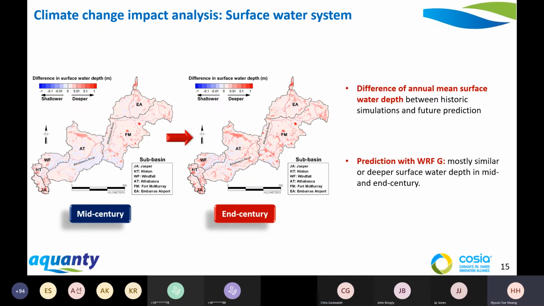Next, please. Yes. Thank you. This figure shows surface water depth change in the future. Red represents deeper and blue represents shallower. So as you can see, midstream surface water depth change is slightly shallower. However, in the other areas, upstream and downstream area is actually deeper surface water change in mid-century and end century. Next, please.